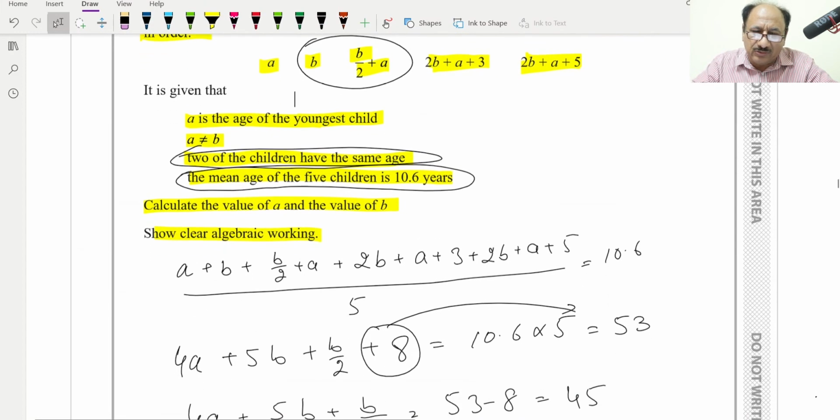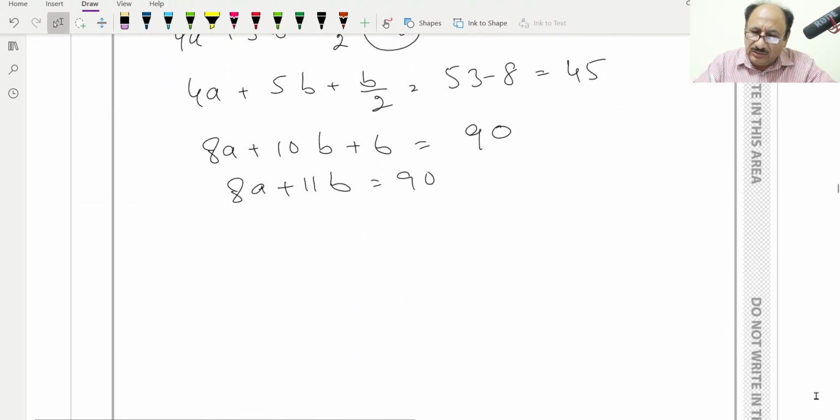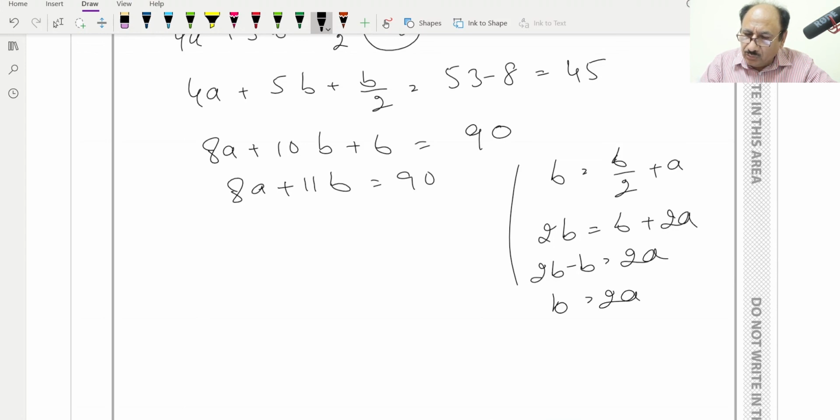So B is equal to B by 2 plus A. So we can write it over here. So B is equal to B by 2 plus A, and this implies 2B, we are multiplying by 2, is equal to B plus 2A. So 2B minus B is equal to 2A. So B is equal to 2A.